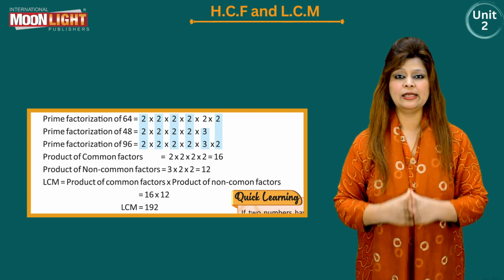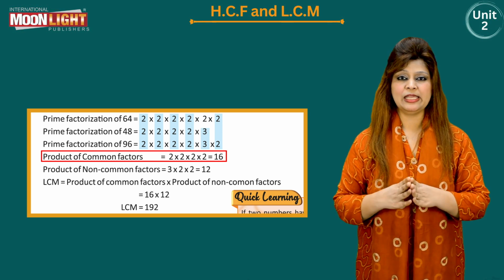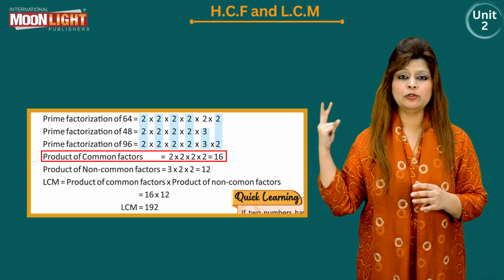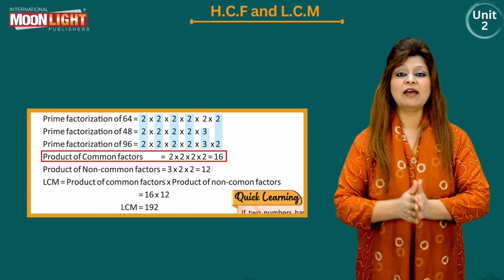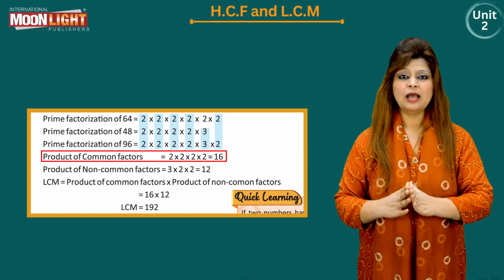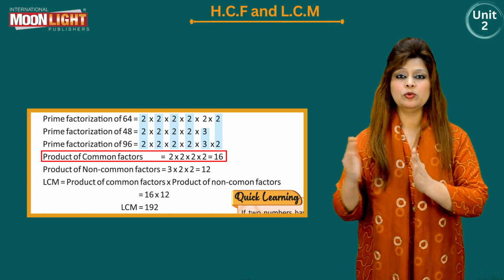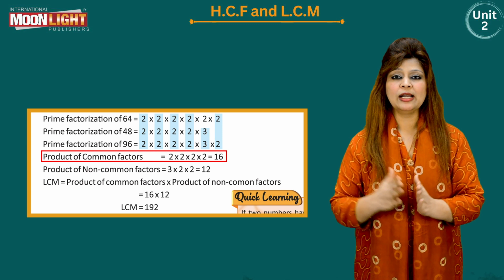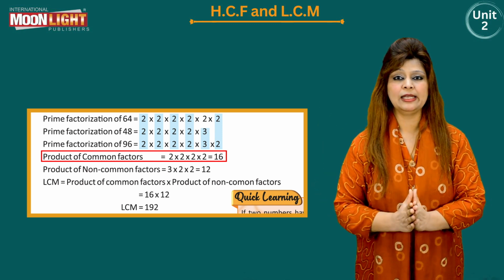So I can write it down as a product. Product of common factors is equal to 2 multiplied by 2 multiplied by 2 multiplied by 2. That is total, we have 4 numbers with a multiplication sign. So 2 2s are 4, 4 2s are 8 and 8 2s are 16. We will write 16 with equality sign.